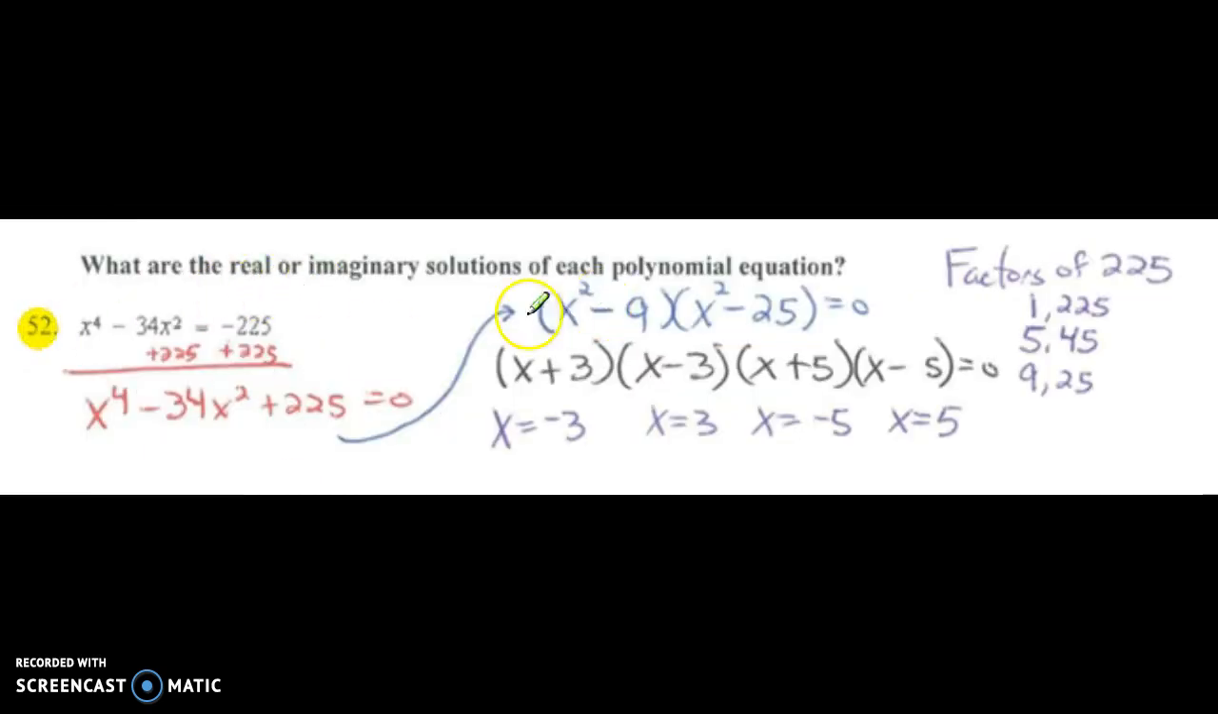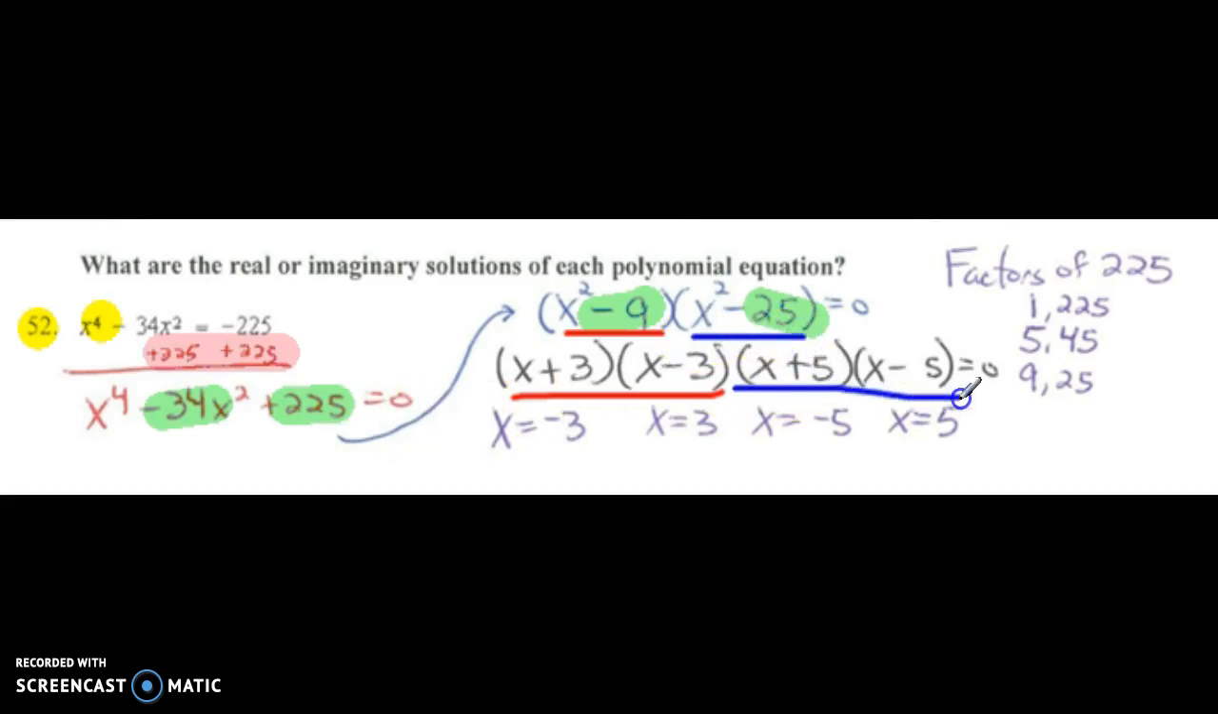In problem 52, I am going to use a quadratic method. I have x to the 4th. It's first got to equal 0. So I'm going to add 225 to each side. I've got to figure out two numbers that multiply to 225 and add to negative 34. Those numbers are negative 9 and negative 25. These are both perfect squares. I'm going to factor this. So I get x plus 3, x minus 3. No middle term. I'm going to factor this. X plus 5, x minus 5. What makes these equal to 0? And there's all my answers.